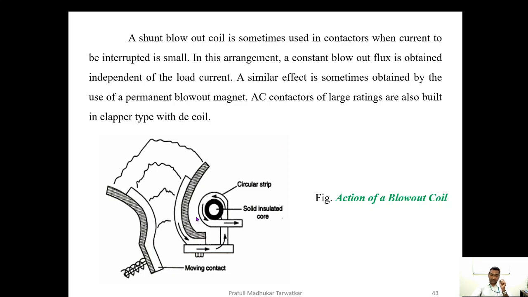Now there is an arc formation also when the contacts are getting separated, like in the case of circuit breaker, and arc is stuck between the contacts. Again, due to natural convection phenomenon, this arc is getting extinguished.